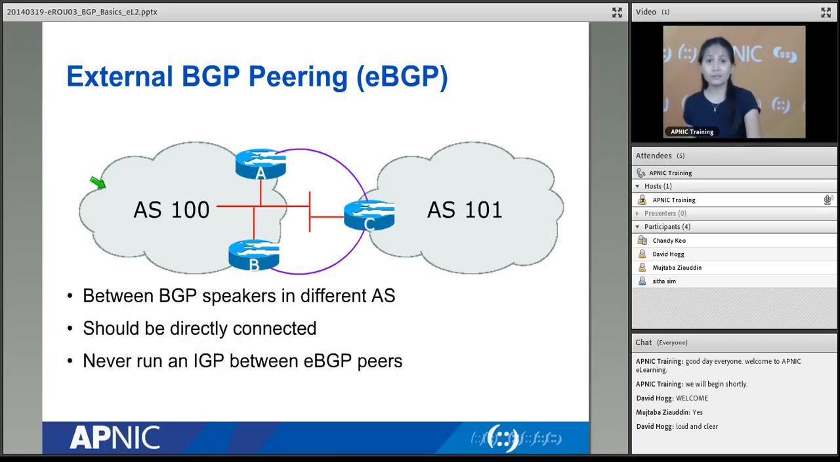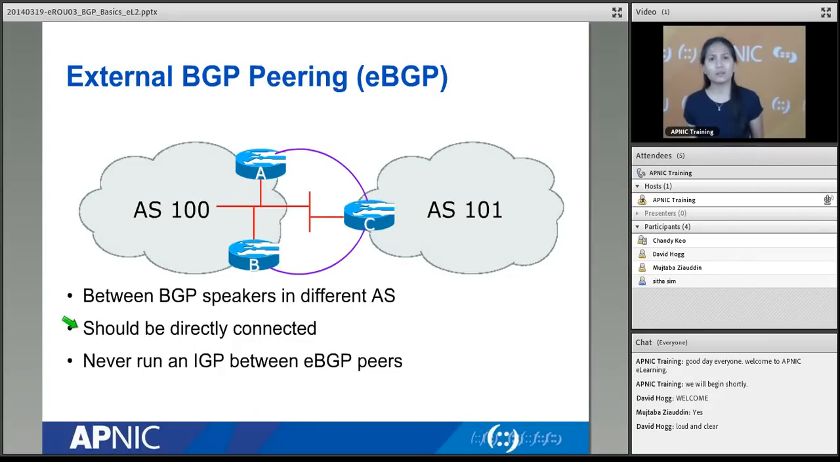Questions so far? Alright, so where are we now? eBGP. So eBGP is basically between routers, BGP speakers within different ASs. It should be directly connected.